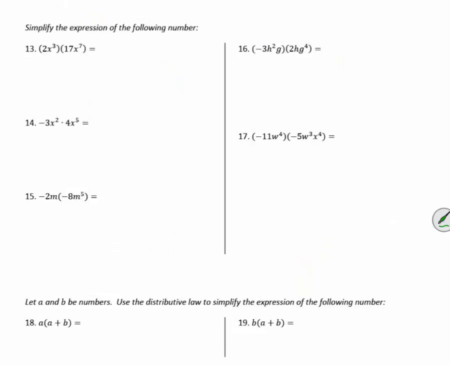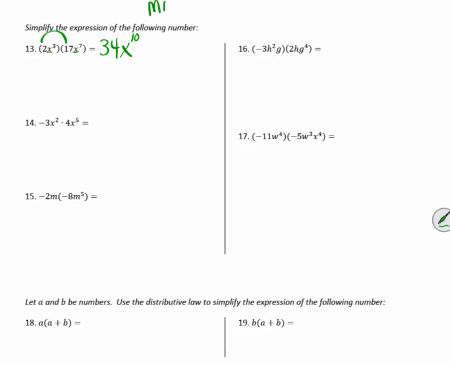Simplify each of the following expressions. Okay, well, they're multiplying. The first thing we do is we're going to multiply the numbers out front. Those are coefficients, they're whole numbers. So I'm going to multiply 2 times 17, which is going to give me 34. Then, for my bases, I have to add the exponents. So x is going to stay, 3 plus 7 is 10. All right, so let's write that down.